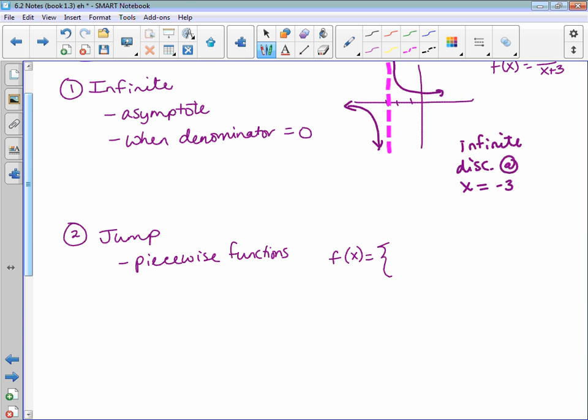So let's say you're given the function x plus 4, x is greater than 2, 2x minus 3, x is less than or equal to 2. You've got two options for figuring out if there actually is discontinuity here.